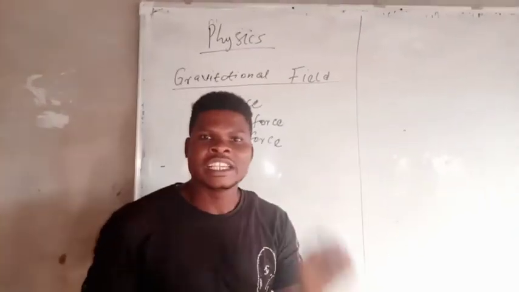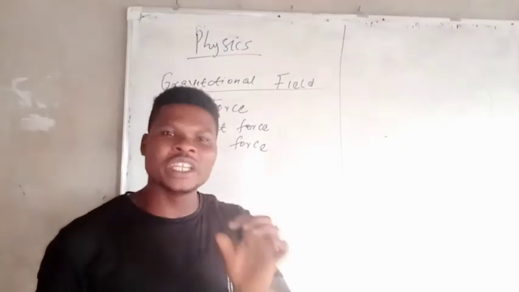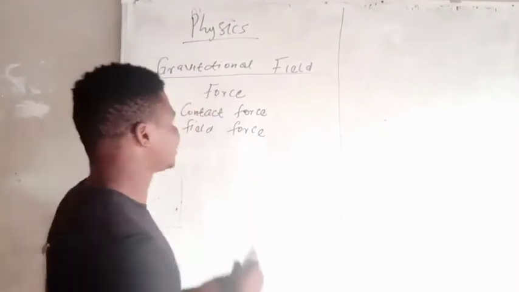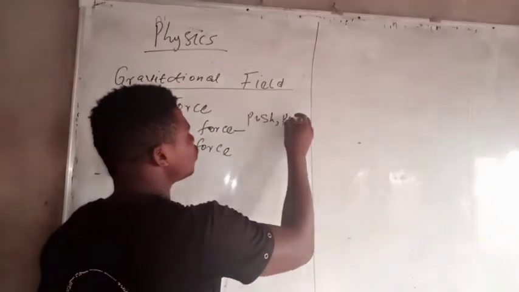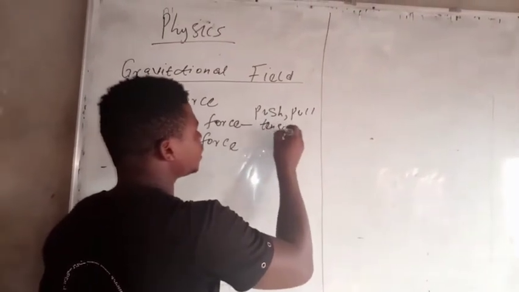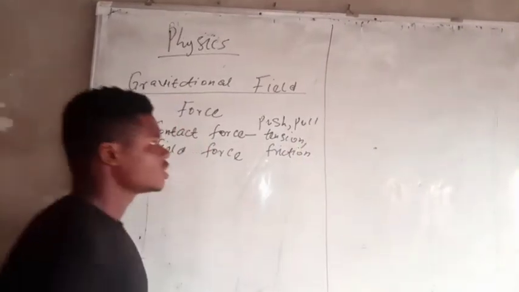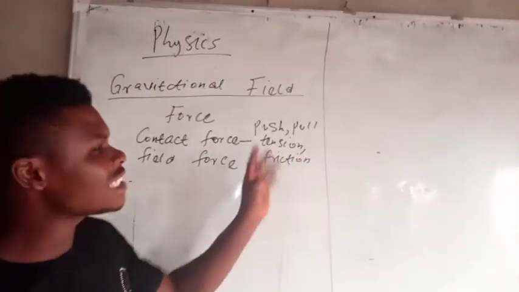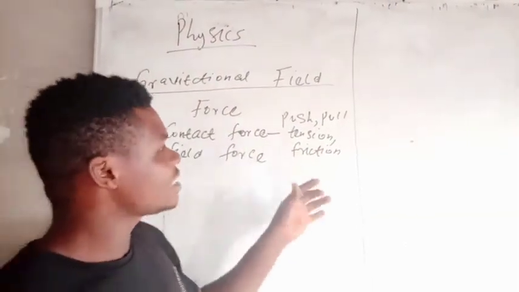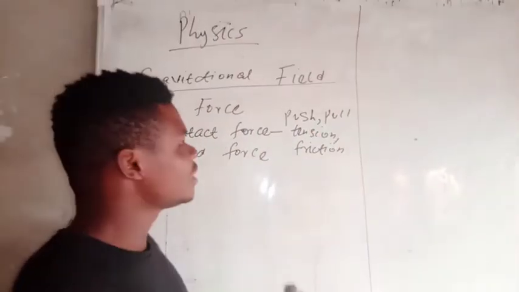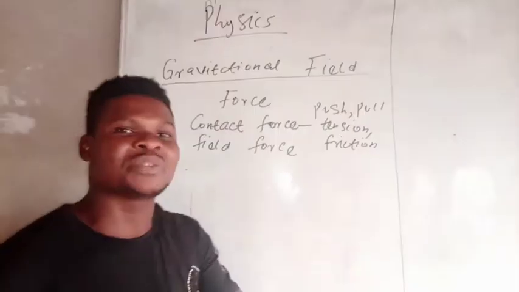A contact force is a force whose source requires contact with the body on which it is acted upon. Examples of contact force are push, pull, tension force, and friction. These are called contact forces because their source requires contact with the body on which they act.